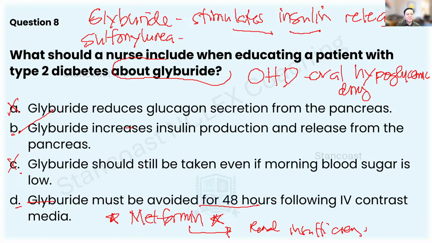So the correct answer for this test question is letter B rather. Glyburide increases insulin production and release from the pancreas. Please don't forget that. All right, number 9.